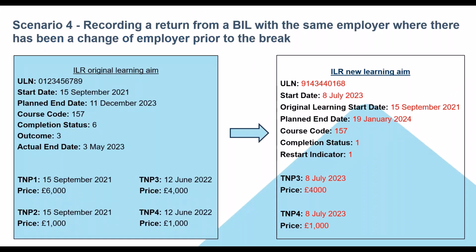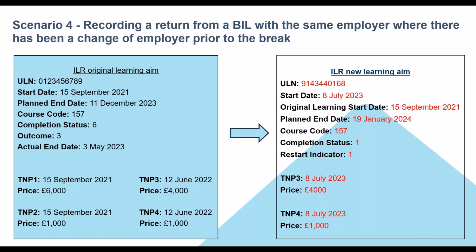Next slide, please. So this slide shows scenario 4, and this is where there has been a change of employer prior to the learner going on the break in learning, but this time the learner is returning to learning with that same second employer. And the question that often comes up in this scenario is, what costs do we record on the TNP3 and TNP4 in that new learning aim?